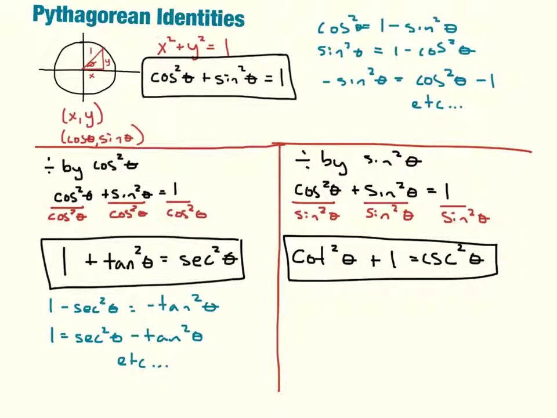So yeah, notice different from the reciprocal and quotient identities that each of these they're always squared. And the way that you're going to recognize when to use these is whenever you see a 1.